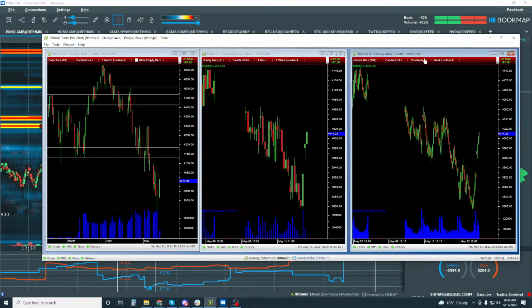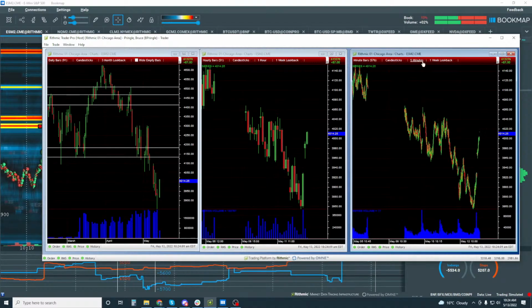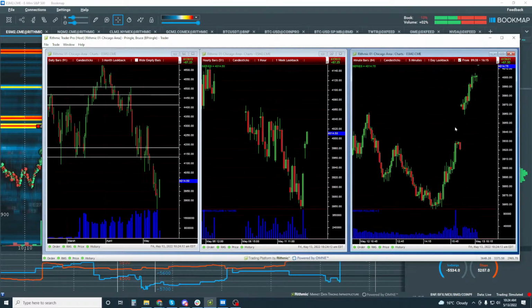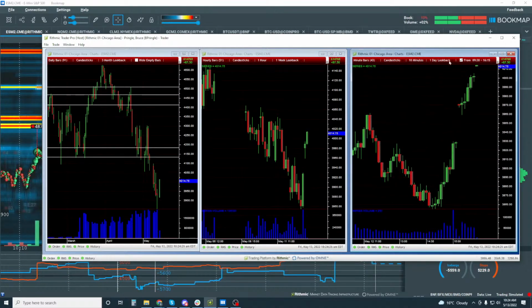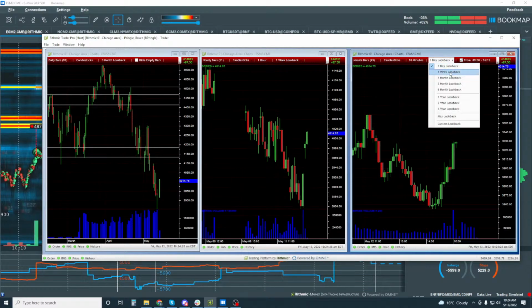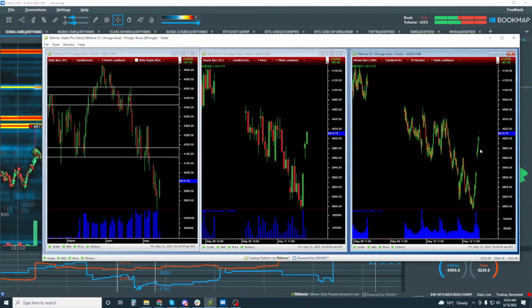Let's just try to zoom in to maybe the 15, or maybe even make this a 5-minute chart here, and then we'll look at just the day. I don't like that. That doesn't help us. All right, let's try maybe a 10-minute chart and a week look back. All right, not bad.